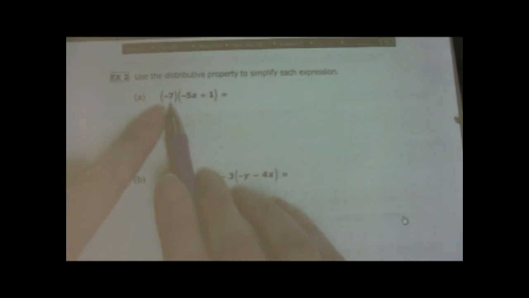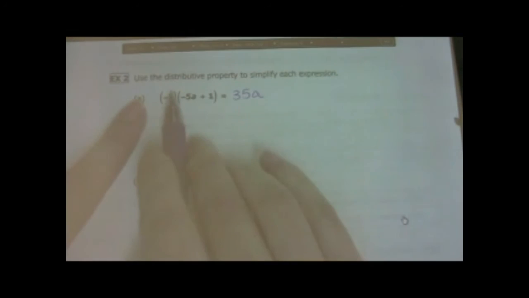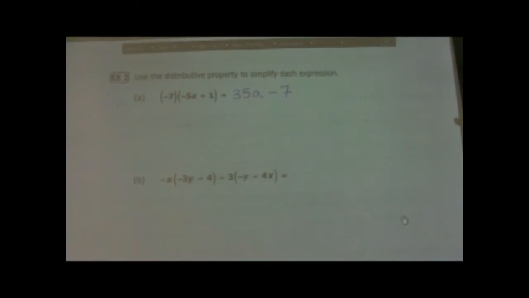So when we distribute, first thing here, negative 7 times negative 5a, 2 negatives makes a positive 35a. Then I've got negative 7 times 1 gives me negative 7, so put minus 7. This one has a bunch of negatives in it. Let me show you how we're going to go through this.